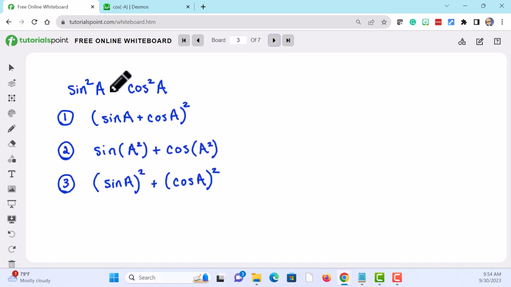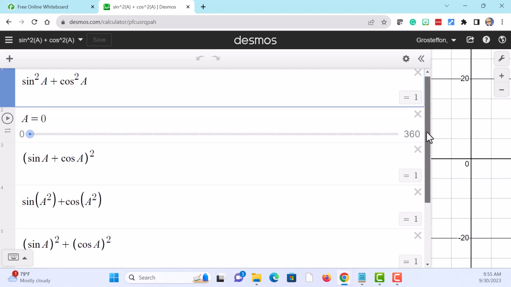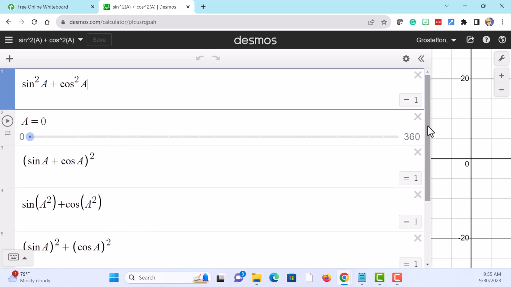What about sine squared a plus cosine squared a? Which of these three expressions is it equivalent to? So here I have sine squared a plus cosine squared a up at the top. I have the square of sine a plus cosine of a in the next row, sine of a squared plus cosine of a squared in the next row, and the square of sine a plus the square of sine a in the last row. And we can see that when a is equal to 0, all three of these are equal to one another. So let's go ahead and change a. What if a were equal to 30 degrees?